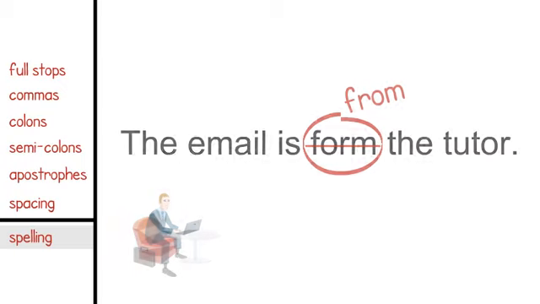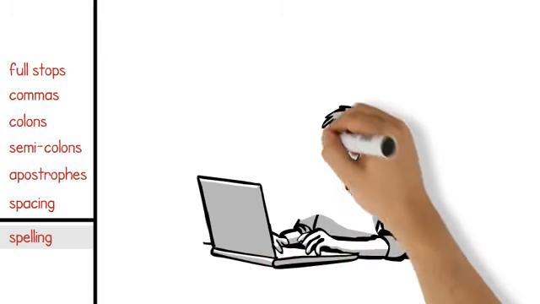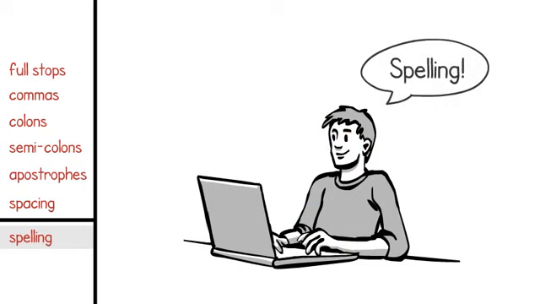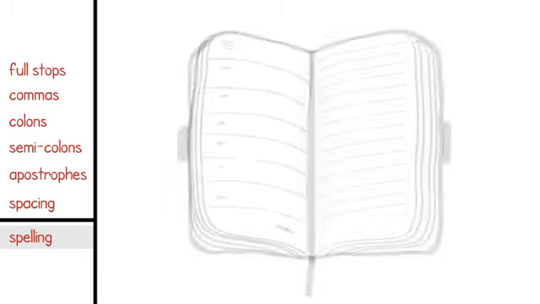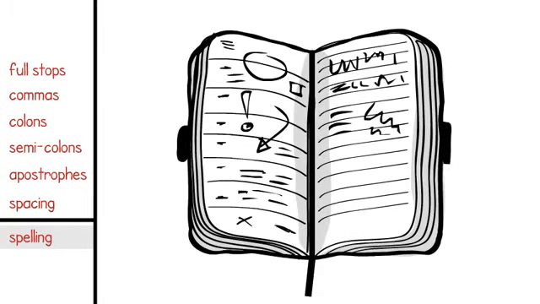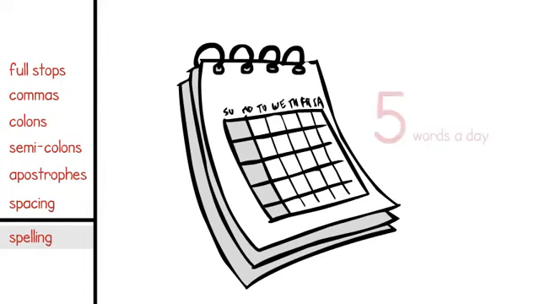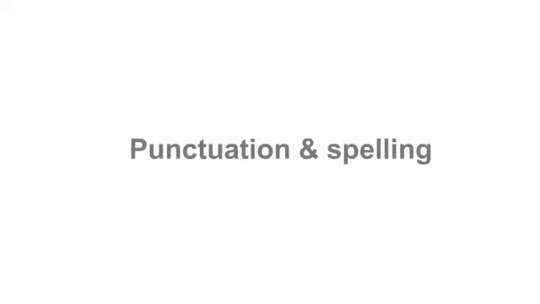The other thing to do is to raise your awareness of the words that you are having difficulty spelling. You'll probably find that there are several words that you spell consistently wrong, so it's important to note these down and revise them. If you are having difficulty, focus on just 5 words a day and keep testing yourself. This video has looked at punctuation and spelling, 2 very important areas for academic writing. For practice, try the exercises below.